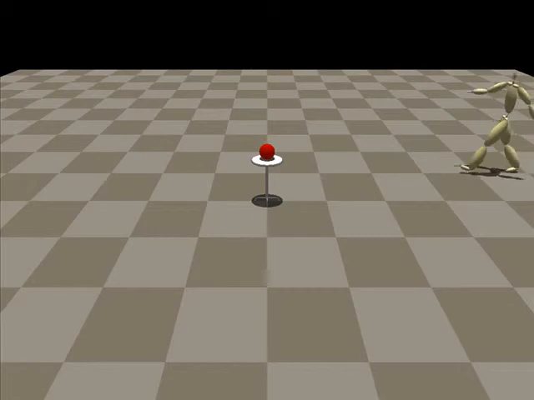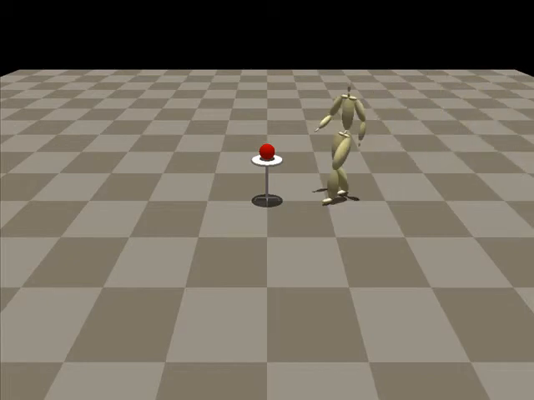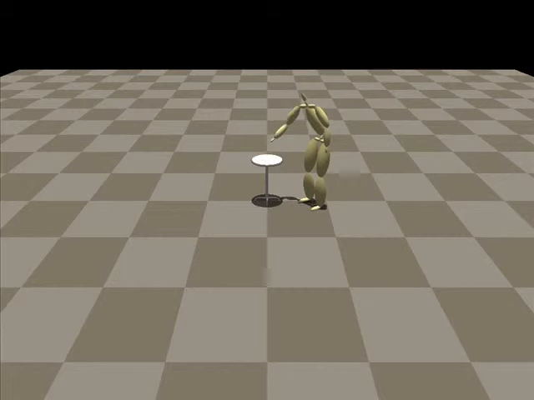Initially, the reward function is defined to be independent of the effort needed for grasping, so the character can grasp it in any way.